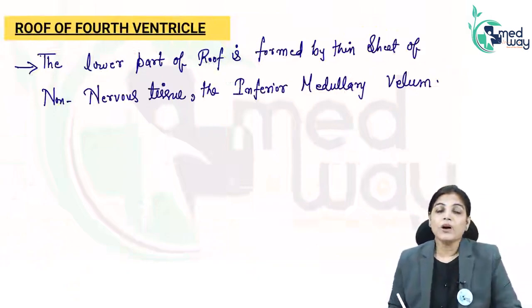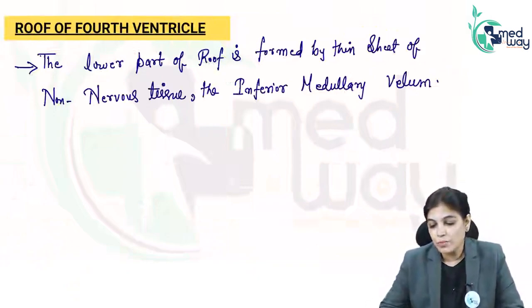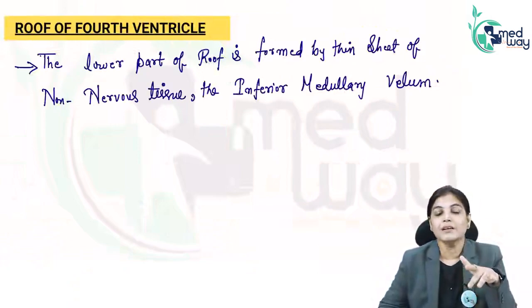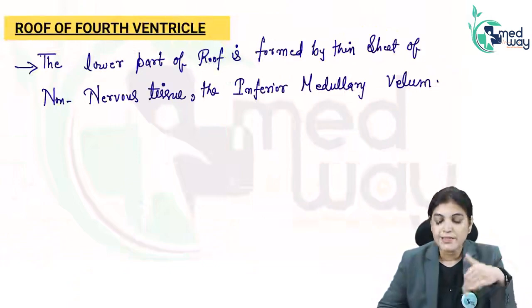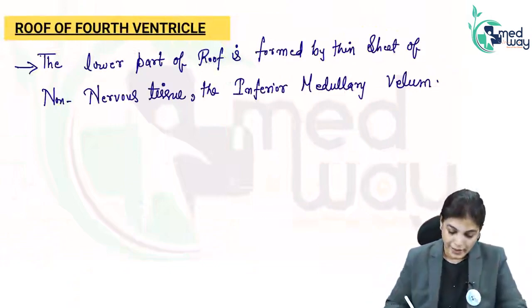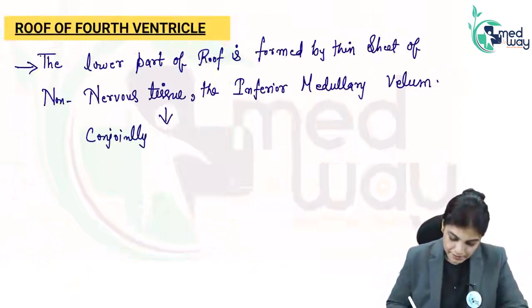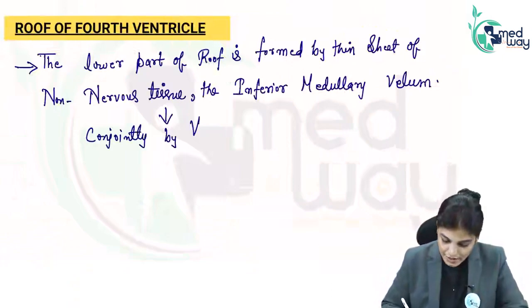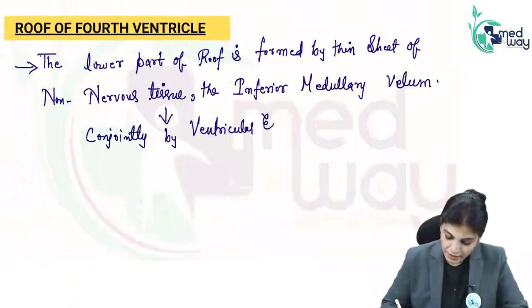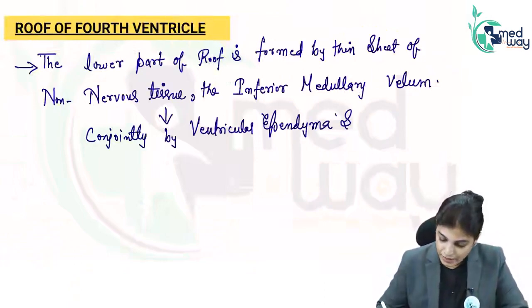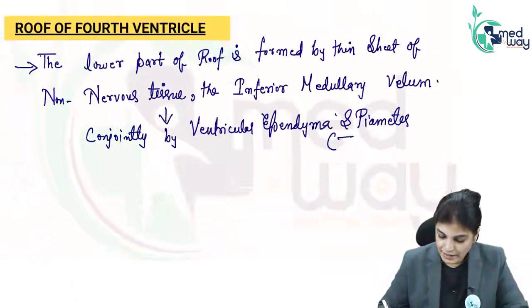Okay, and if I talk about the inferior medullary velum, actually if we talk about the superior aspect, that is the superior medullary velum, which is a nervous tissue. If we talk about the inferior medullary velum, it is a non-nervous tissue, but it is formed conjointly by two structures. One is the ventricular ependyma, which has ciliated columnar epithelium, and the other is a double layer of pia mater, which is actually forming the tela choroidea.